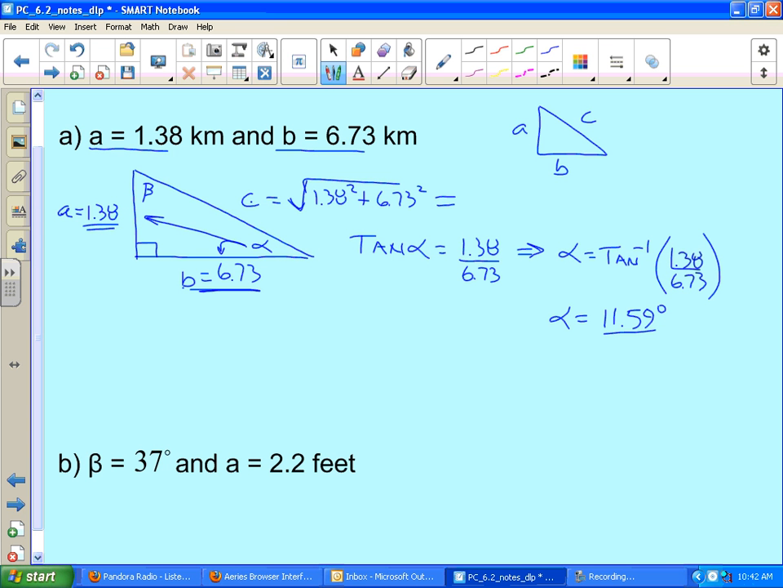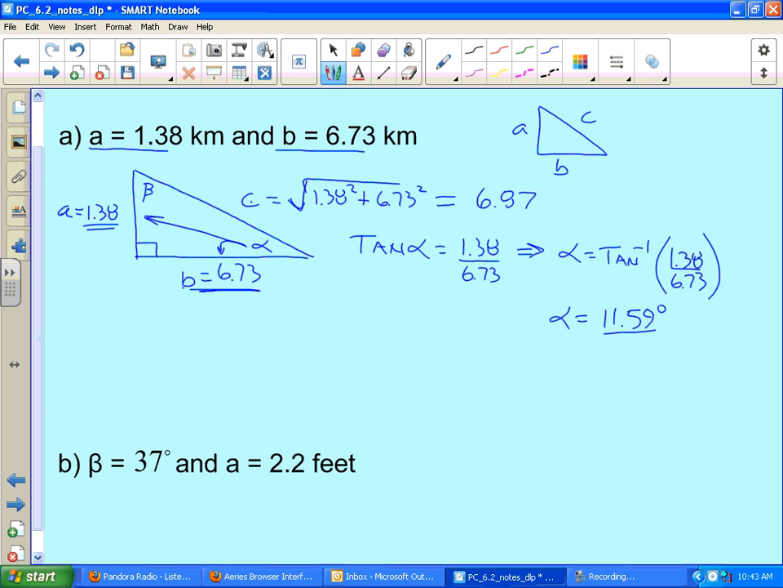So, it's 6 point what? 6.87? Is that right? Yeah. That seems pretty close to 6.73, but this should be the longest side. It is longer. 6.87. All right.